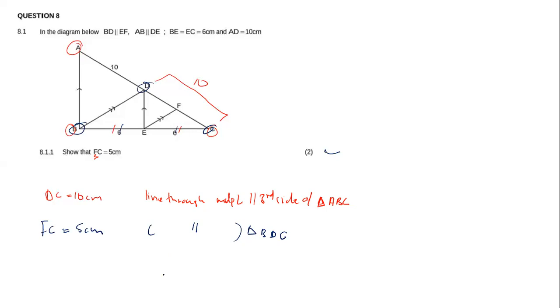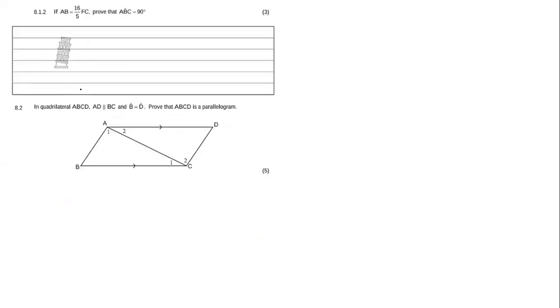Now, we move to the second question. The second question says to us, if AB is equal to FC, prove that angle ABC is equal to 90 degrees. They say if AB is equal to this, we want to prove that ABC is 90 degrees. Let's go back to our diagram. Let's check where is ABC.